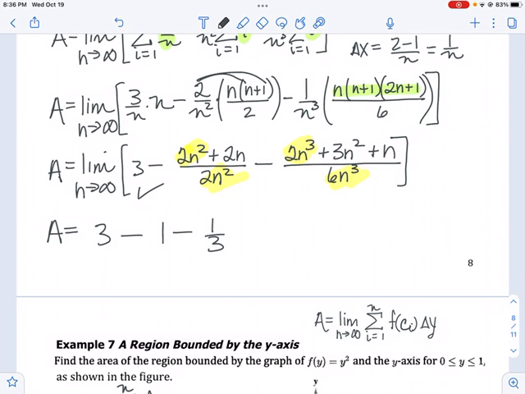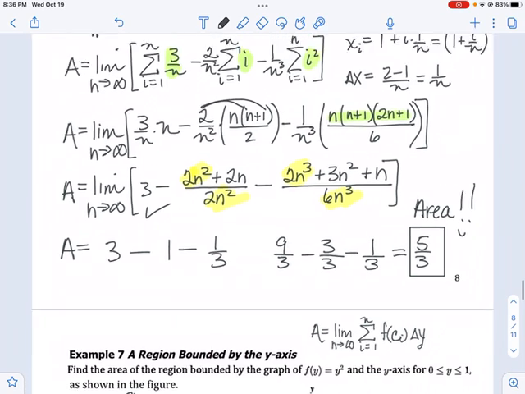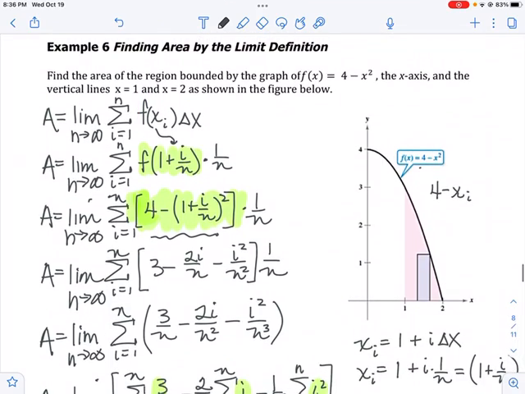Okay, so what do we get for an answer here? If I talk about this in terms of thirds, I make this 9/3, minus 3/3, and then minus 1/3. So 9 minus 3 is 6, minus 1 is 5/3 for an answer. So the area, let's just put it here because this video is getting long. This is just one problem. It's so much fun. So we get an area that is 5/3.